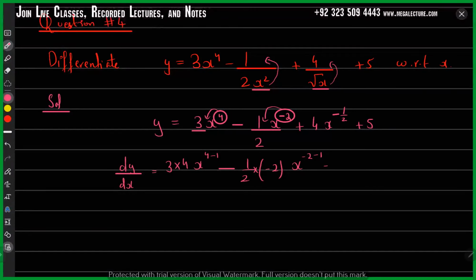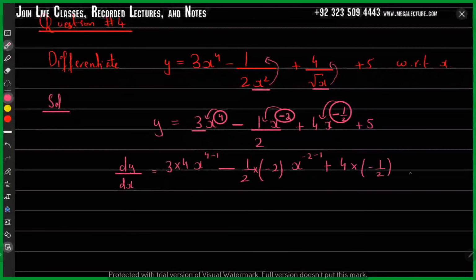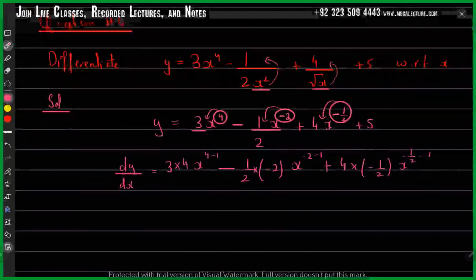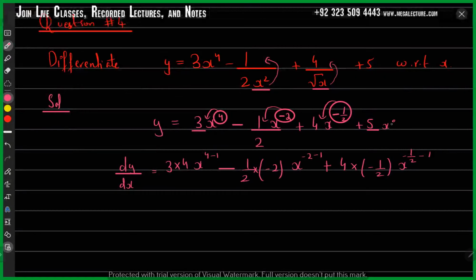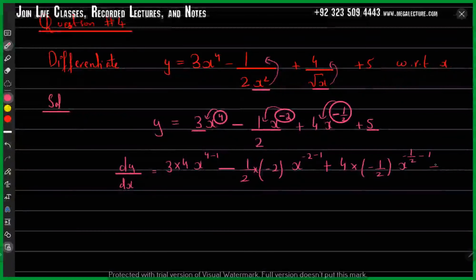Again, plus 4 would come as it is. This is negative 1 by 2. This negative 1 by 2 is going to come here, so I'll multiply that by negative 1 by 2. X would come as it is. The power is minus 1 by 2. Old power minus 1. And now for this 5, now we are mature. No need to write it down this way and then do your step. Whenever you have some constant, just know that the derivative of that constant is going to be 0. So that is your rule. Let me write it down here.